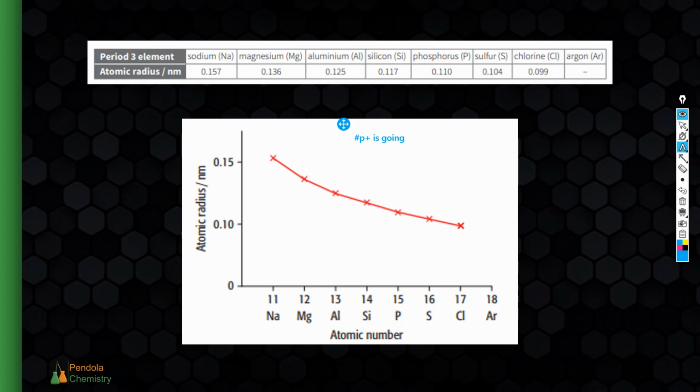is going up, which means there is more attraction of electrons to nucleus. Because remember, if the number of protons goes up, then there is more attraction of the electrons to the nucleus.